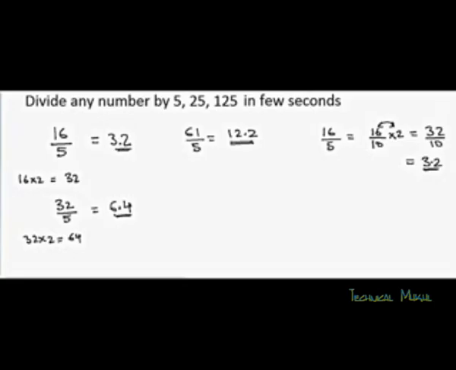So the same trick can also be used to divide by 25. In this case, suppose I have 16 and I want to divide by 25. Instead of multiplying by 2, I will multiply by 4. So 16 into 4 is equal to 64. So my answer will be 64, and now I'll put a decimal after 2 digits from the right. So that will be equal to 0.64.